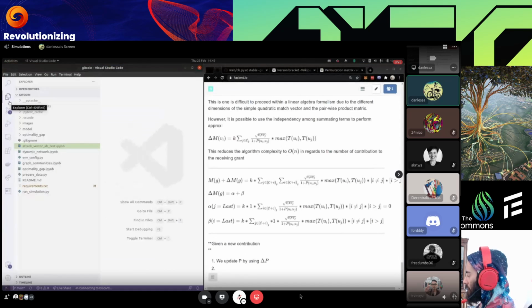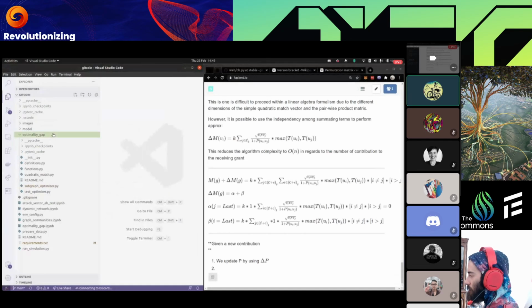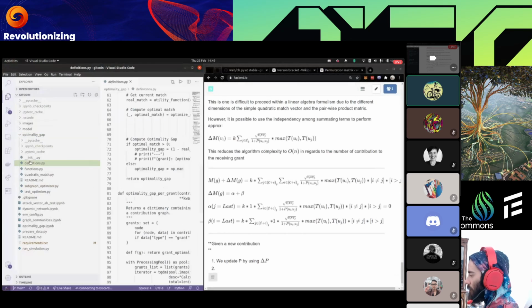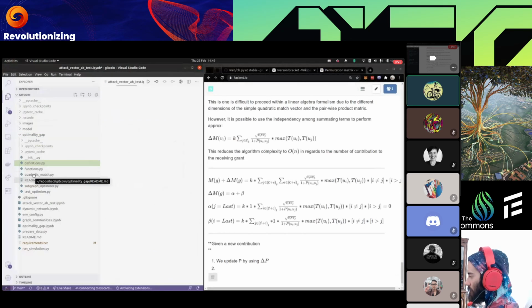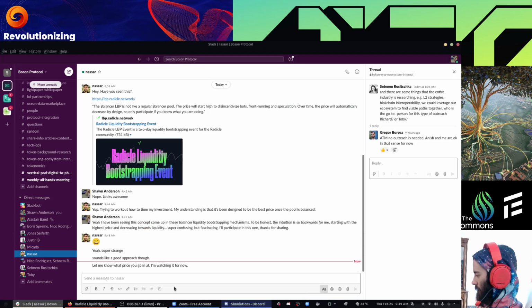I think we should have that number anyway. So let me see how I should proceed here. I think that the definitions are in the optimality gap folder, in the definitions file. Oh no, exactly in the quadratic match file here. So we have several things here.